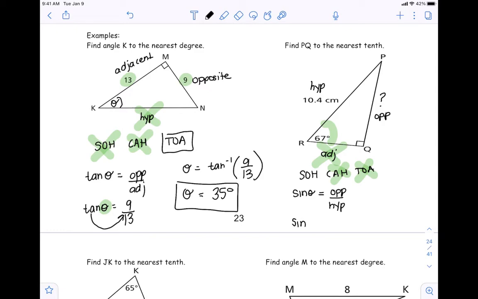This one's different than the previous one because we actually are given an angle, so that's going to go into that theta spot. So instead of theta, which is that Greek symbol, you're going to put 67 degrees. Our opposite is unknown, so we can just leave it as OPP, opposite. The hypotenuse, we do know, is 10.4. So we're going to replace our hypotenuse with 10.4 instead.